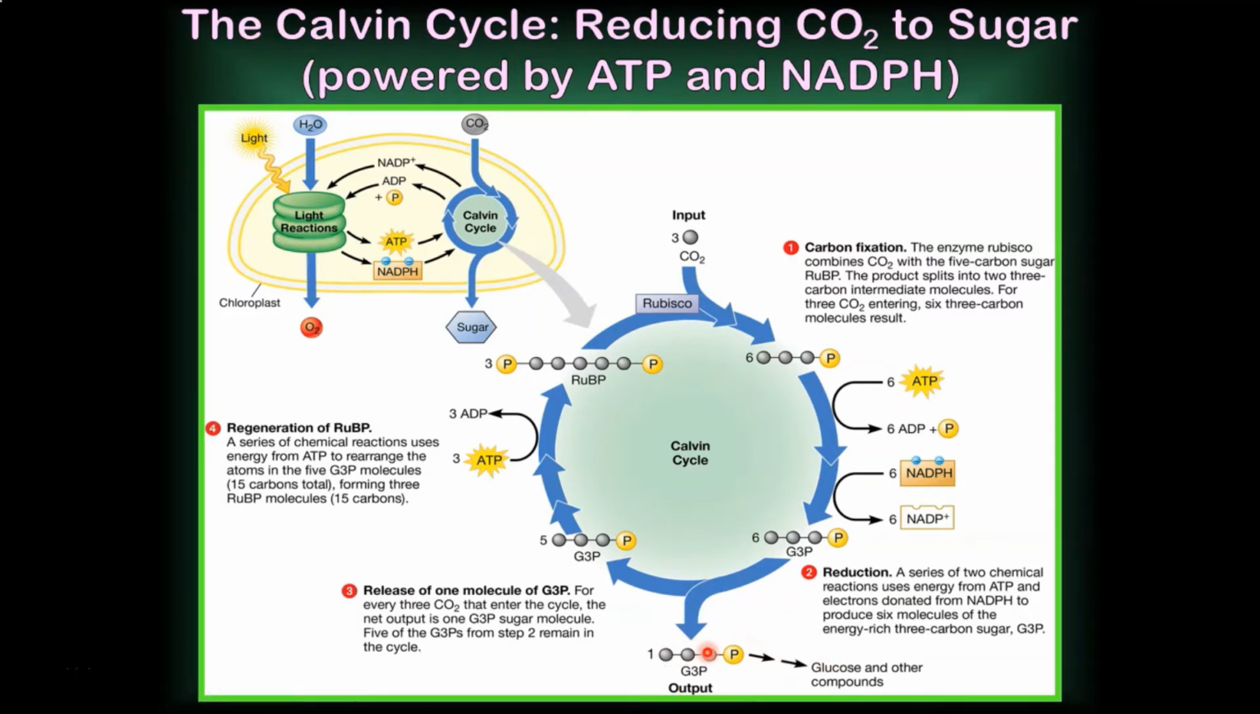And what does that leave as? G3P. And that G3P, of course, can become glucose or any other compounds that you need it to be. All right, and there you can see it coming out. So 3 CO2 come in, so 3 carbons coming in, 3 carbons coming out in the form of G3P.